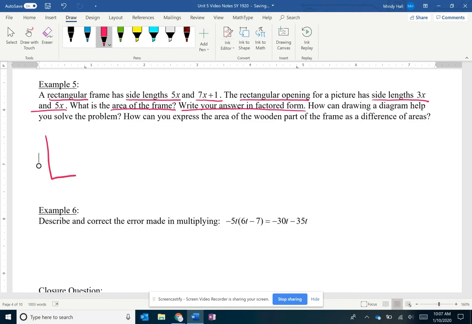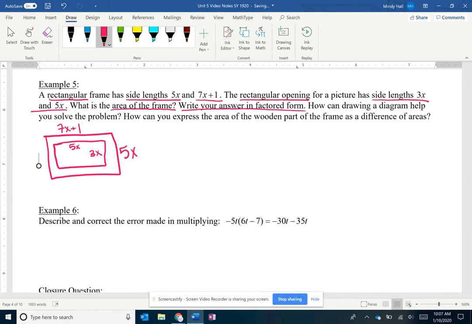So if I were to draw a frame, I know the side lengths are 5x and 7x plus 1. And then the other inside piece of it is 5x and 3x. And the reason why I know the 5x is on the 7x plus 1 side is because my opening has to be smaller than the actual frame itself.